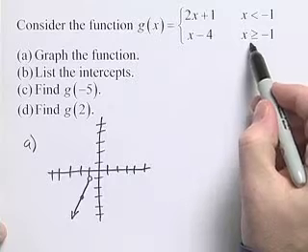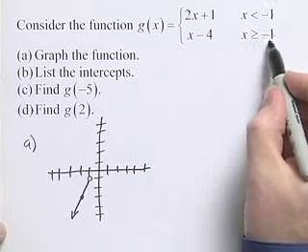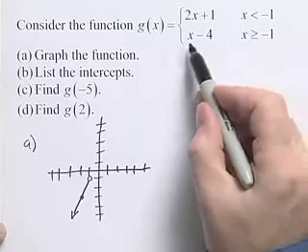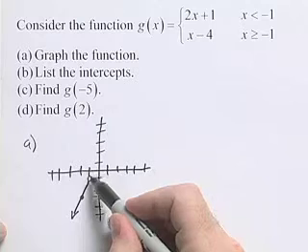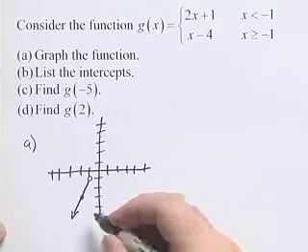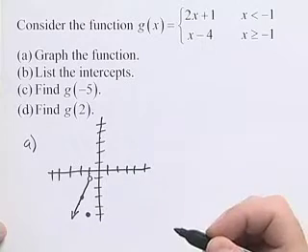We're going to plot that for values of x that are greater than or equal to negative 1. Since we can use negative 1 here, we'll include that. Negative 1 minus 4 is negative 5. So at negative 1, we go down 1, 2, 3, 4, 5. And we are actually using it for this piece, so we use a filled in circle.